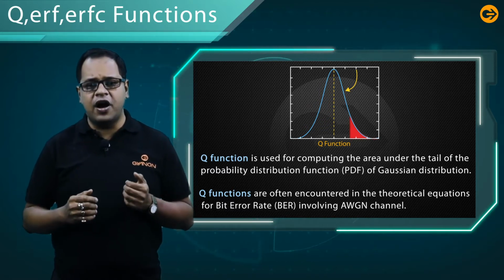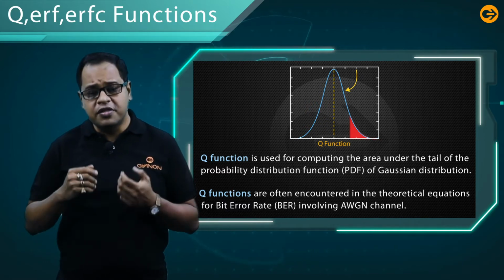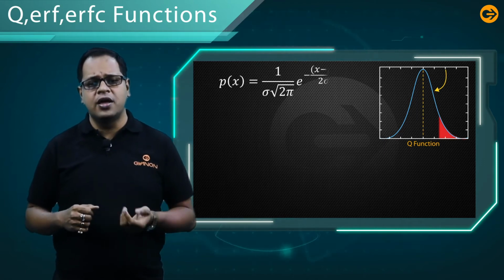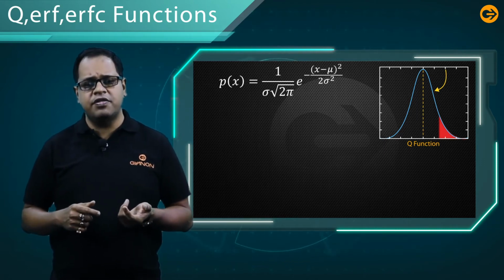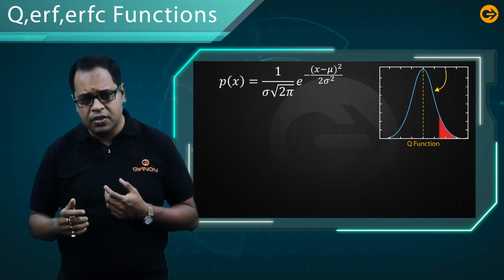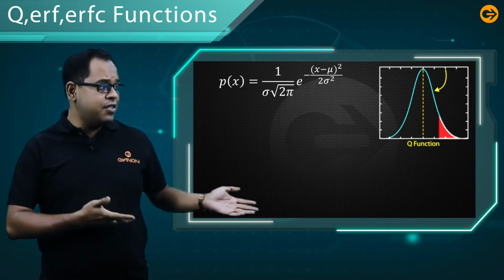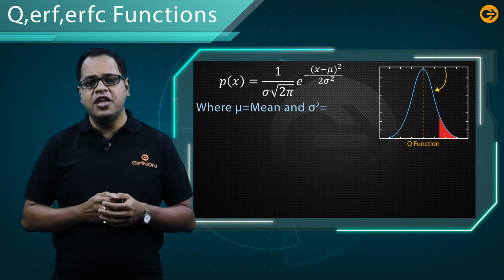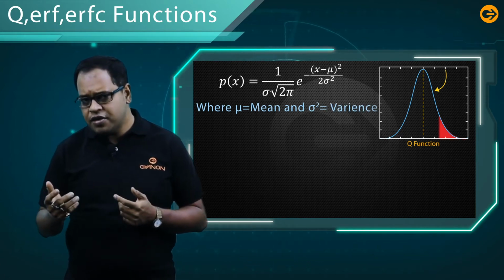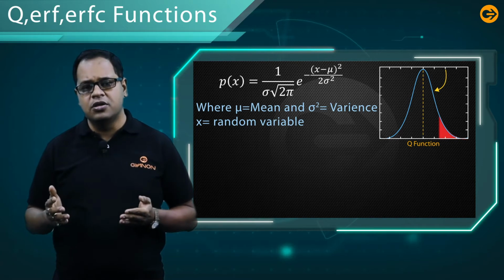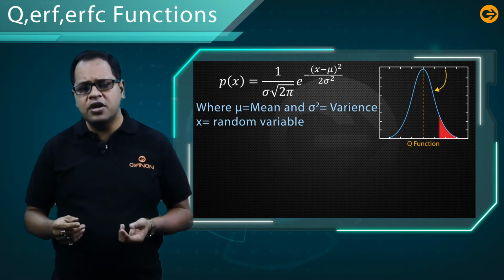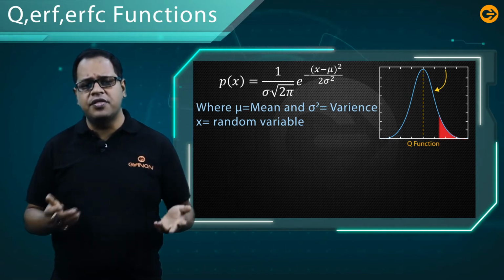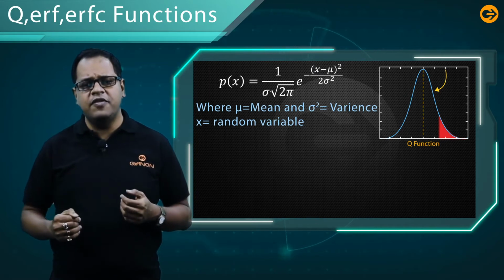The probability density function of a Gaussian distribution is given by p(x) = 1 by sigma root 2 pi, e to the power minus (x minus mu) square by 2 sigma square. The corresponding figure is as shown, where mu is the mean and sigma square is the variance. And what is x? X is a random variable. Why random? Because you are choosing this x randomly; there may be different values for this x. That's why it is called a random variable.